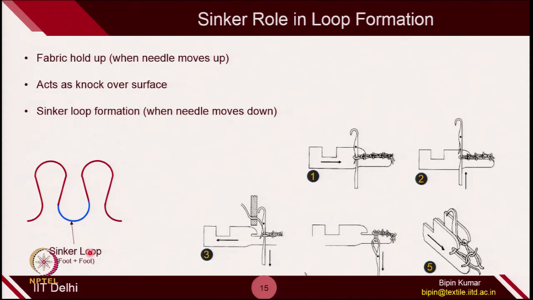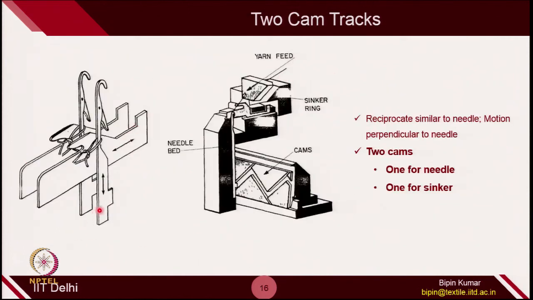I hope you understand how the sinker loop got its name, because it is the sinker element of circular knitting machines which helps in sinker loop formation. So this is why this sinker loop is named so, because this sinker element is responsible for creating this sinker loop part. Obviously, because both the needle and sinker are working simultaneously, we naturally need two cam tracks.